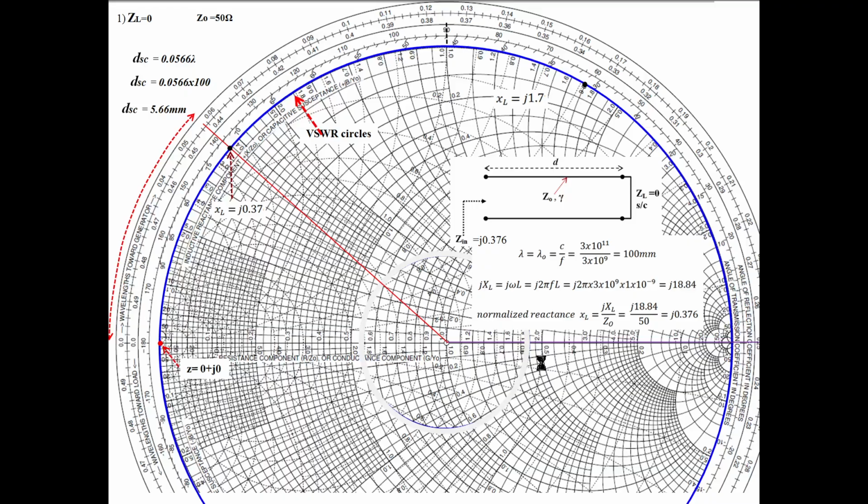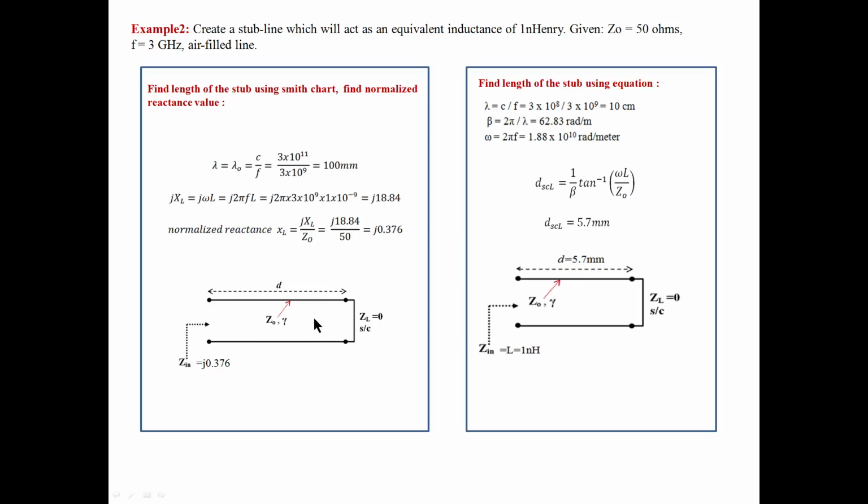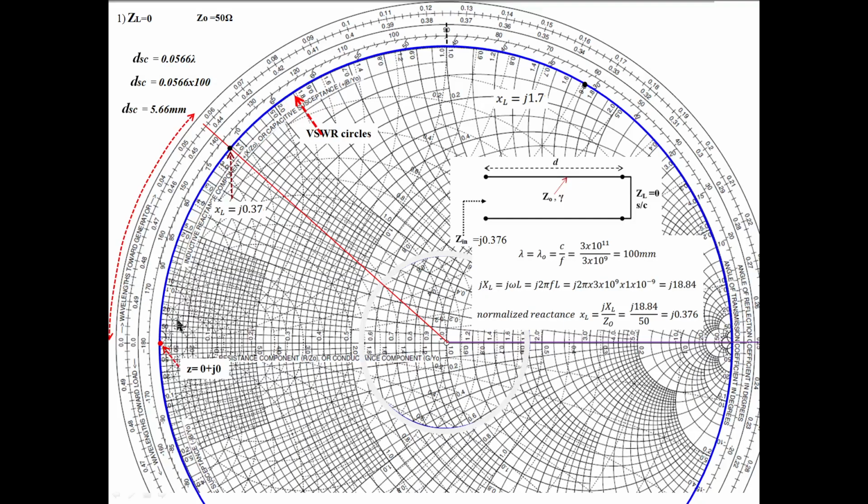Here, short stub or open stub, we can use both. We can implement an inductor and a capacitor using the short stub, and also using an open stub. Short stub means you should start moving from here, that is the short circuited point. You go on moving along the VSWR circle, and wherever your value appears, you stop there and measure the distance from this point. For short stubs, always measure from here to whatever point you get.